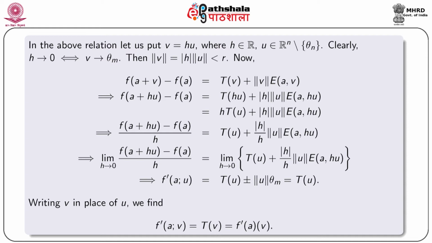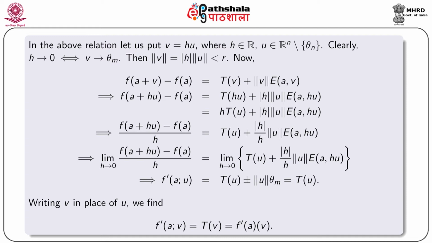Again, from the first order Taylor formula, we find f(A + V) − f(A) equals T(V) + ‖V‖E(A,V). We replace V by hu. So, we have f(A + hu) − f(A) equals T(hu) + |h|‖u‖E(A,hu). We apply the linearity property of T. So, this equals h times T(u) + |h|‖u‖E(A,hu). We divide both the sides by h.